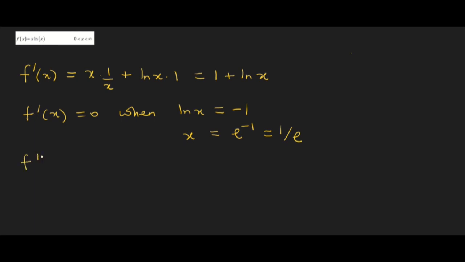Now to identify the nature of that turning point, we take the second derivative, and that's just 1 over x. So since x is a positive number, it follows that x equals 1 over e corresponds to a local minimum point.